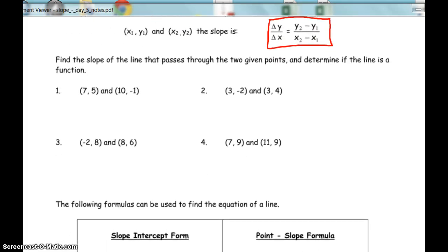So to find the slope that passes through two given points and to determine if the line is a function, what we want to use is our y2 minus y1 over x2 minus x1. And then we want to consider this word. How do we know if it is a function? Well, to determine if a line is a function, it has to pass the vertical line test, meaning that it has to have a slope. It cannot be undefined.